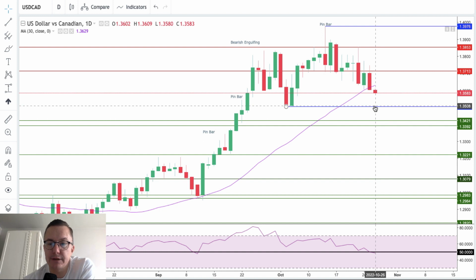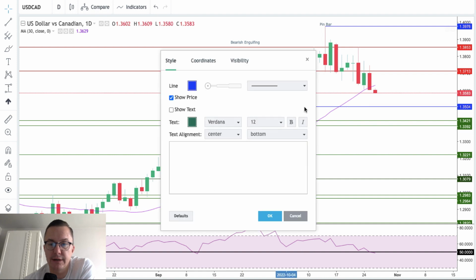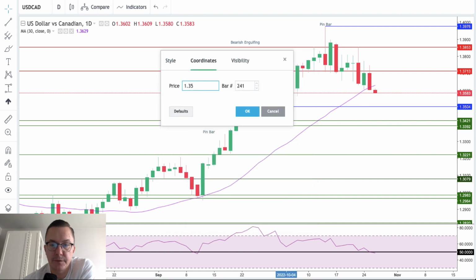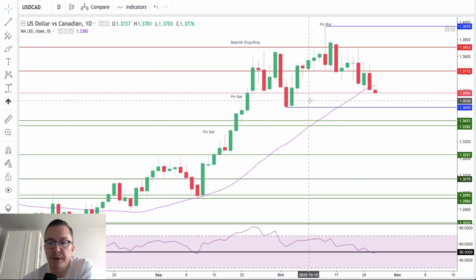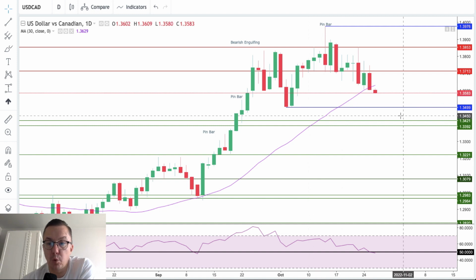Where is the target? The nearest target, the target for today, for example, is here. This low here, 1.3499. What do we have here? 1.3499 is the target. So let me just, 1.3499. There you go, to the pip. And of course, we can hit this level.